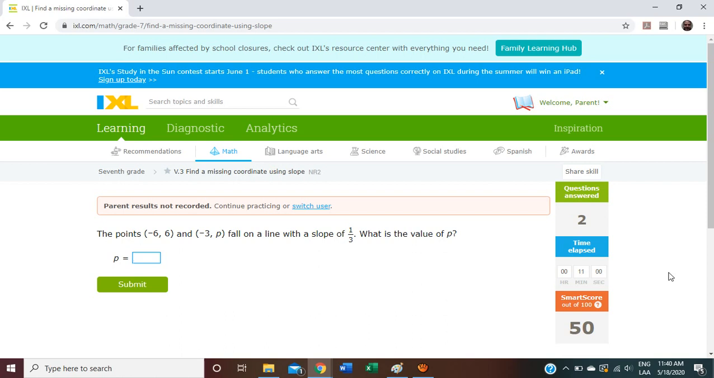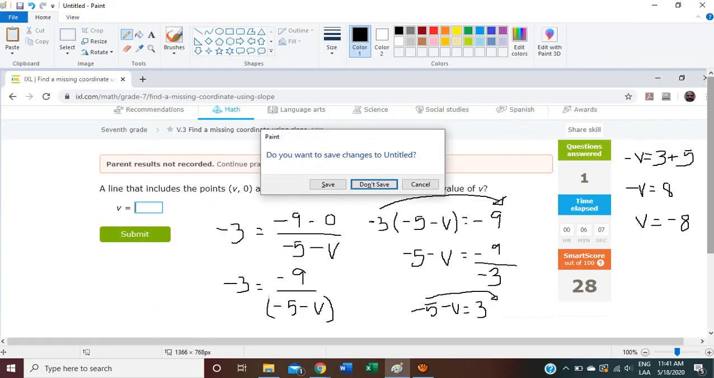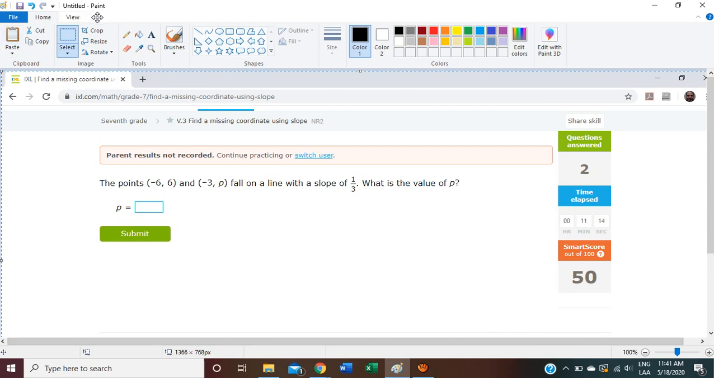All right, so we're going to do this other one because it has a slope of not a whole number, not an integer, but a fraction. All right, let me print the screen, get a new one, and we have our slope of 1/3. All right, so 1/3 equals p minus 6, divided by negative 3 minus negative 6.